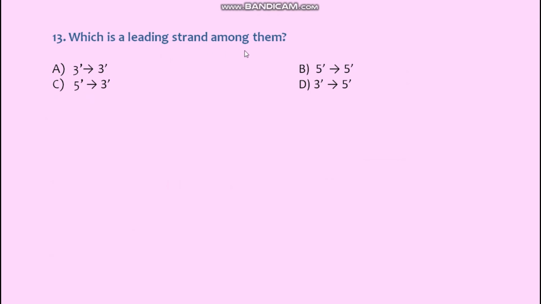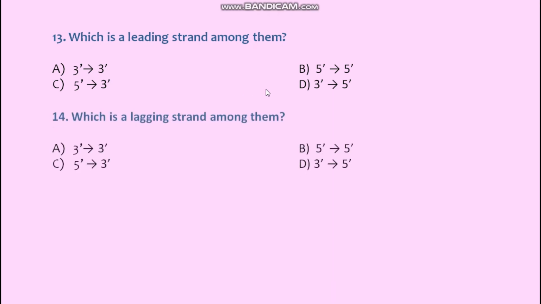Next. Which is a leading strand among them? 3', 3', 5', 5', 5', 3', 3', 5'. So our leading strand is 3', 5'. Leading strand is that strand on which the synthesis of DNA is continuous.